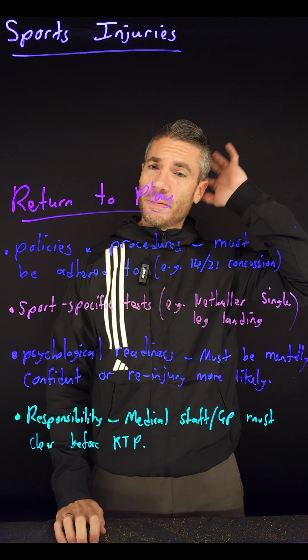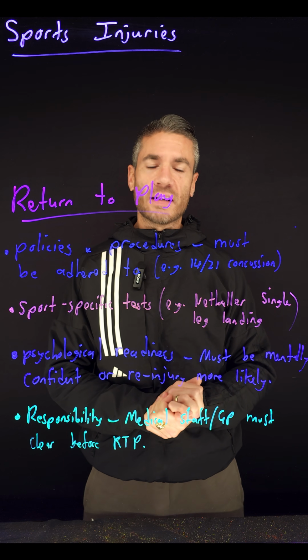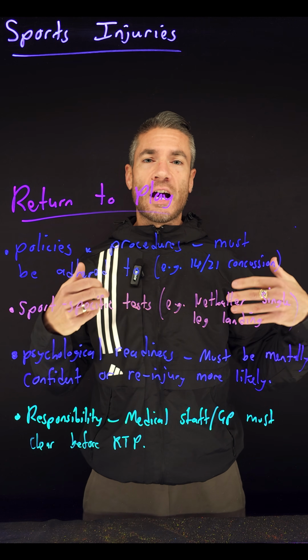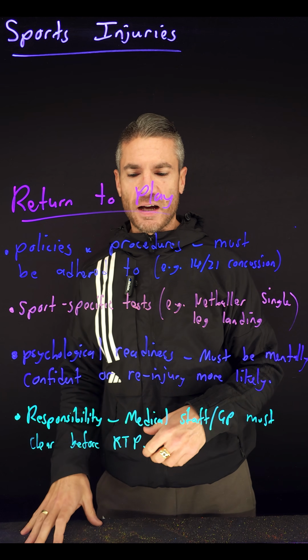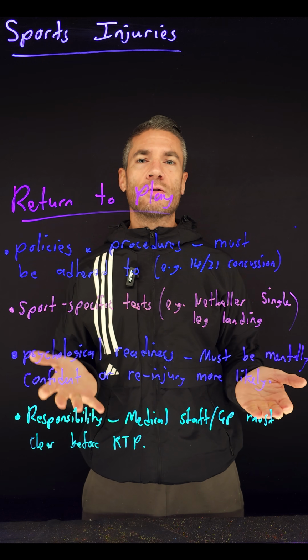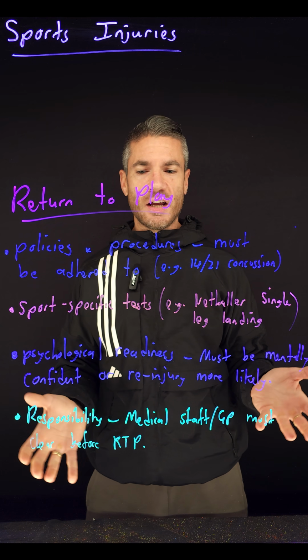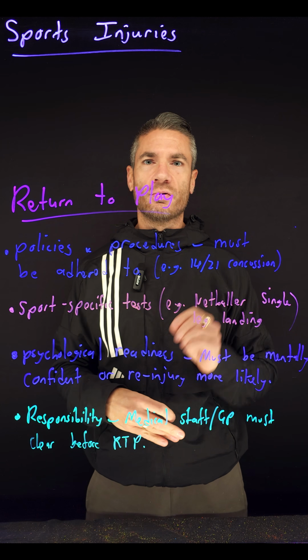Psychological readiness must be assessed as well. The athlete must be mentally confident, otherwise they're more likely to get re-injured. So you can't be thinking about or shielding an injury mentally, because you're probably going to injure a different part of your body. And ultimately, the responsibility for returning to play comes down to medical clearance from your GP or the medical team. Regardless of the pressures in your life, athletes should not return to play until they are cleared.